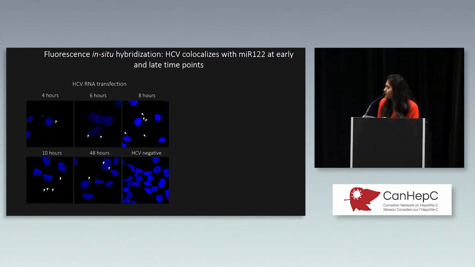We started by doing fluorescence in situ hybridization in order to locate and detect these RNAs in the cells. In green, these are the HCV RNA strands, and in red are the microRNA molecules. Co-localization is shown by the white arrows. When HCV RNA was transfected into cells, we saw co-localization from 4 hours till 48 hours, at every time point.